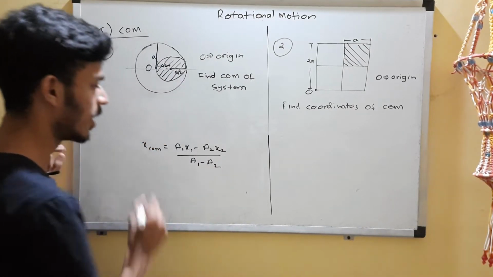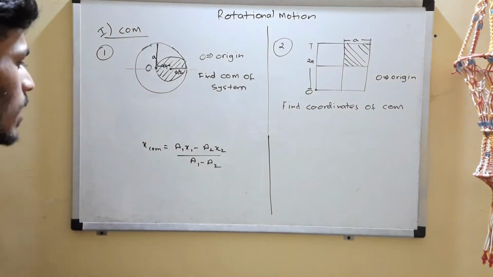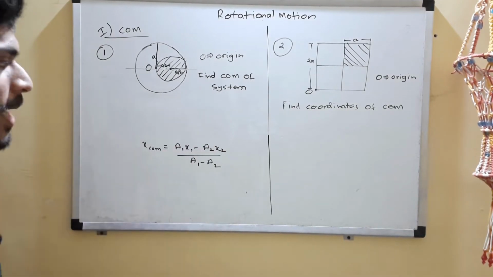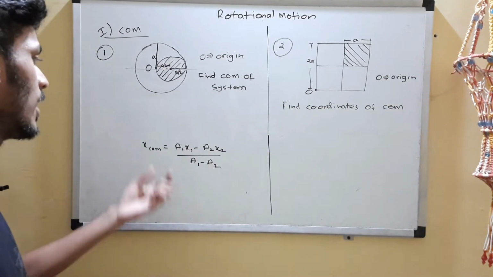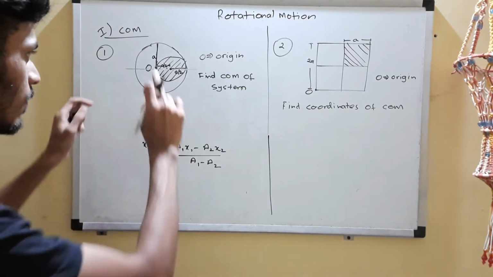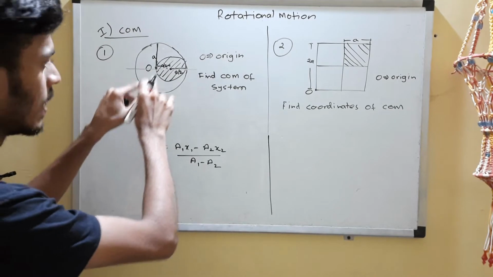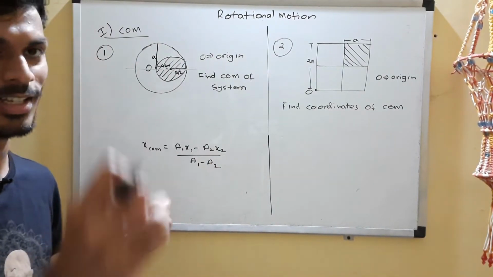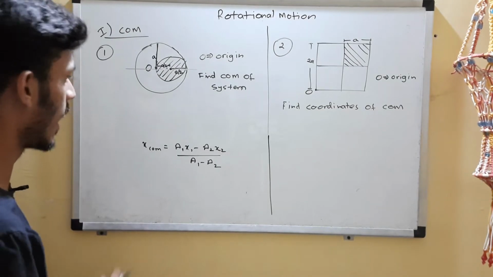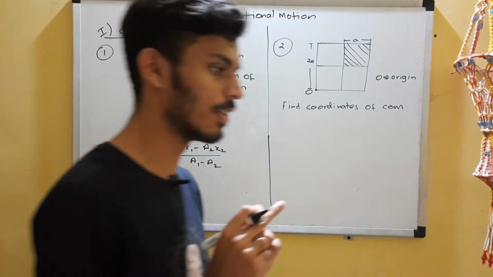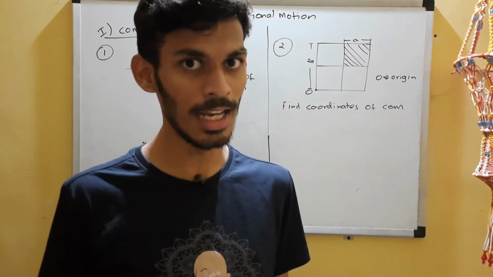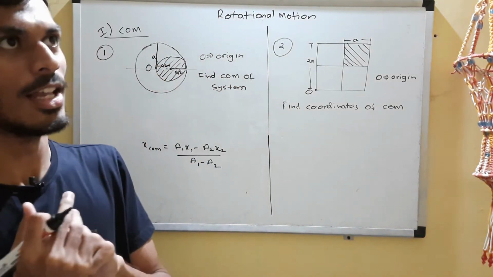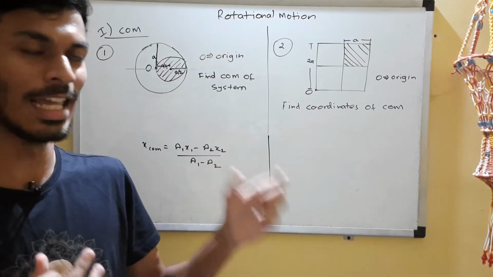Okay, so the x coordinate of the center of mass will be given by this formula. Similarly, the y coordinate will be (A1 y1 minus A2 y2) upon (A1 minus A2). Now A1 and A2 stand for the areas. A1 will be the area of the bigger circle over here, and A2 will be the smaller area. A2 is basically the area that is removed. And x1 is the x coordinate of the center of mass of the bigger area. Listen to it carefully. And x2 is the center of mass of area 2.